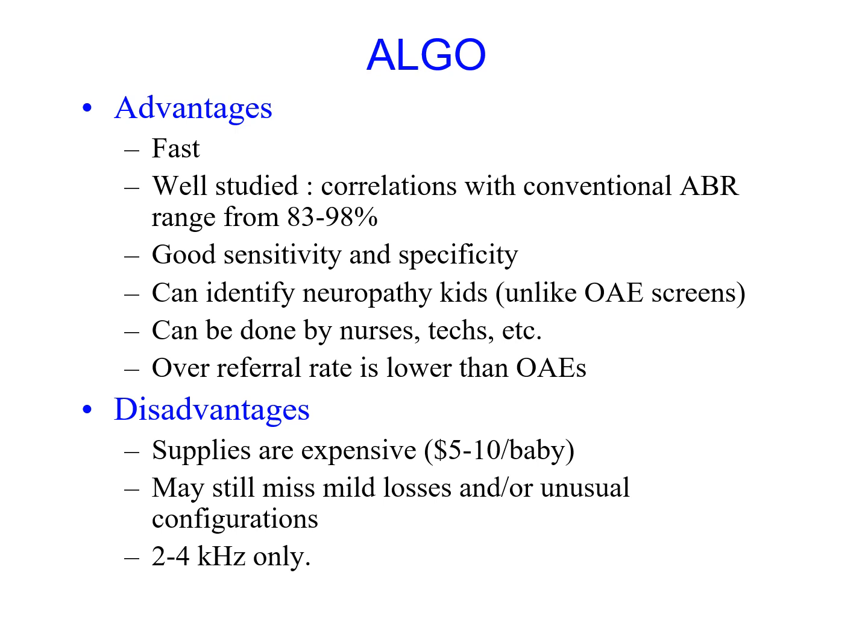This slide shows the advantages and disadvantages of ALGO. For the advantages, first, it's fast. It's really fast because once you have a correlation that goes beyond a preset criterion, then you can stop recording. The patient passed the screening. It is well studied, and the correlation with conventional ABR ranged from 83 to 98%, which is really good. ALGO also has very good sensitivity and specificity. And also, ALGO can identify patients with auditory neuropathy.